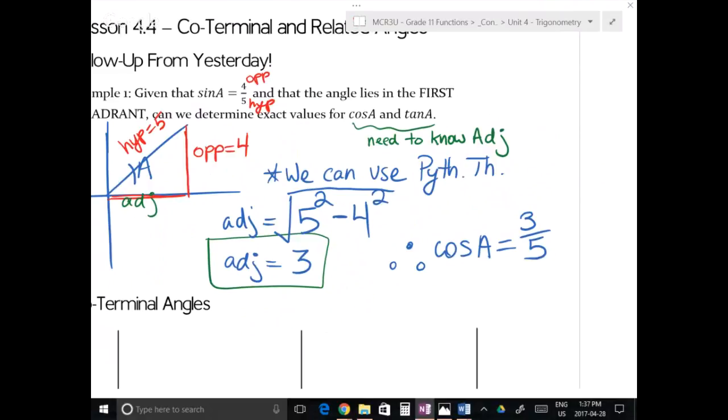Okay, we'll get there. Okay, and what would the tangent of A be? Yes, 3 over 4. No, I disagree. Why do I disagree? No, it's 4 over 4. Yeah, you got it. Very good. Because it's opposite over adjacent, right?